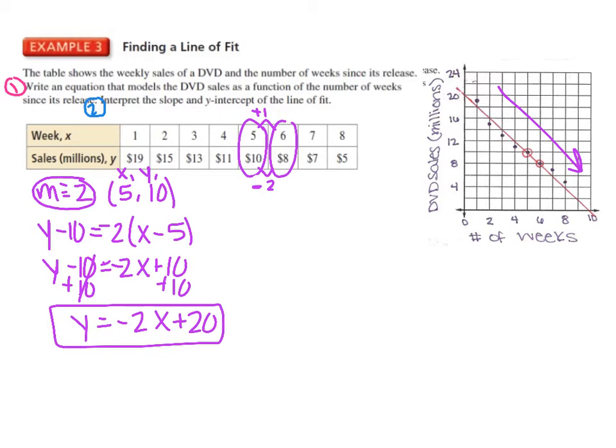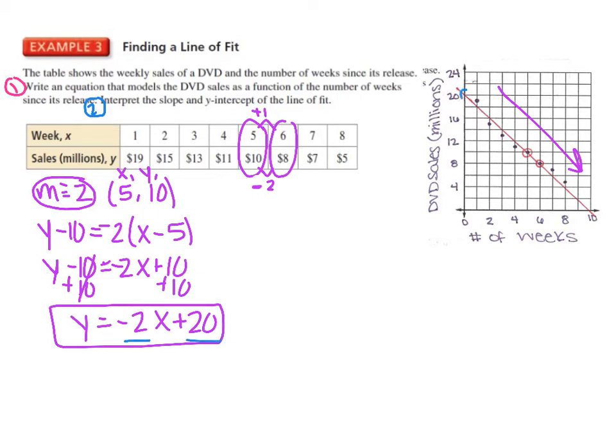Now we're on to answering the second part. How do I interpret the slope and y-intercept of that line of fit? Well, what is my slope and what is my y-intercept? In order to interpret them, I need to find out what they are. The slope is negative 2, and the y-intercept is 20.